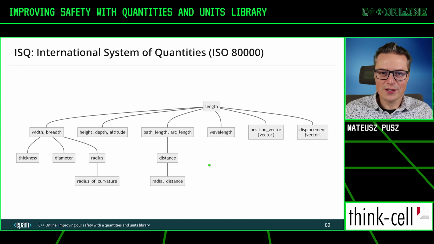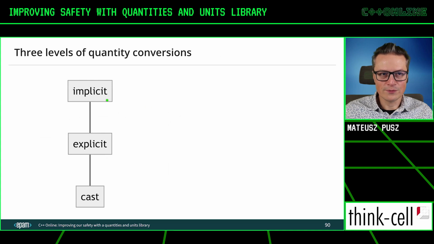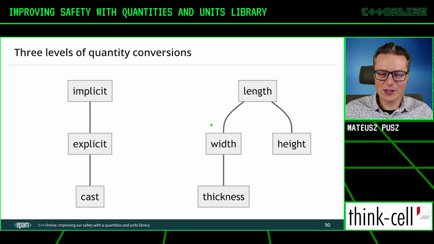ISQ specifies length in such a way. It says there is length as the base of this hierarchy, and then we have all other quantities forming a hierarchy of quantities depending on each other. And this tree can be nicely implemented in C++ and provide additional safety for such cases. We actually ended up with 3 different conversion levels in our library: implicit, explicit, and cast.